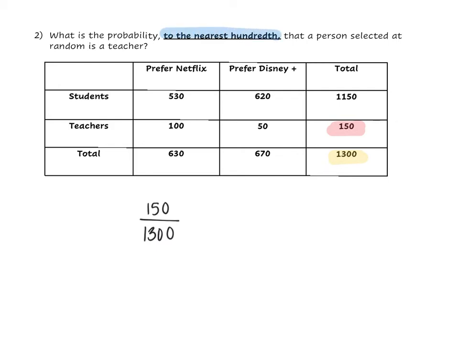So take a couple minutes, pause the video, type that fraction into the calculator, and round your decimal to the nearest hundredth, which is 2 decimal places. And then hit resume when you're ready for the answer.